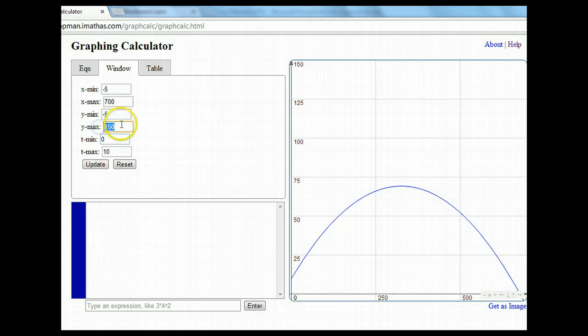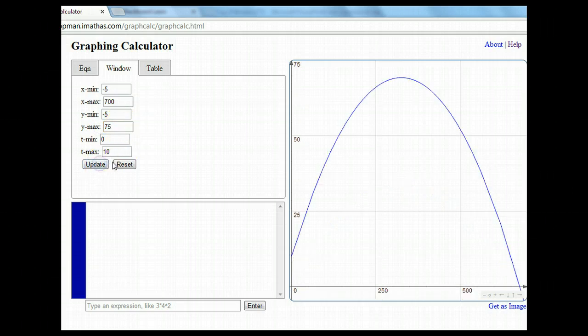So I'm going to change my y maximum to 75, because the closer I am, the easier this is going to work for me, the better it'll work out. Since I don't have a trace function on this calculator, the easier it'll be to see my maximums and minimums.